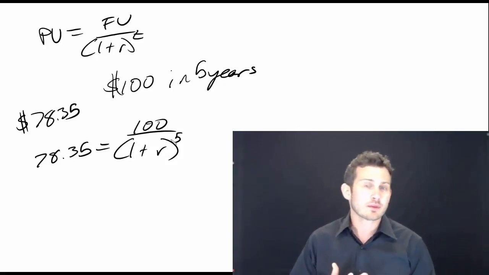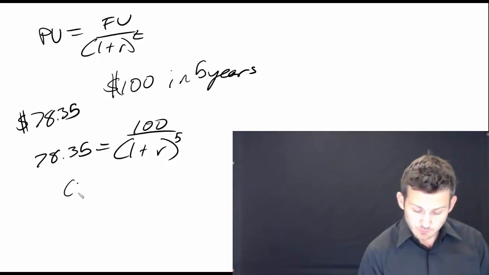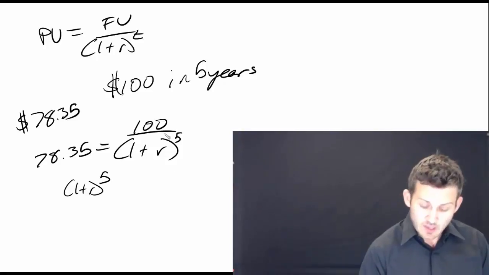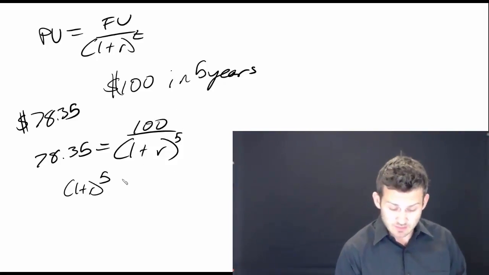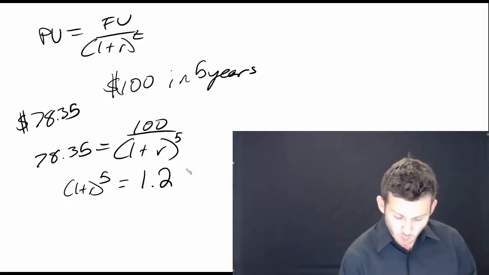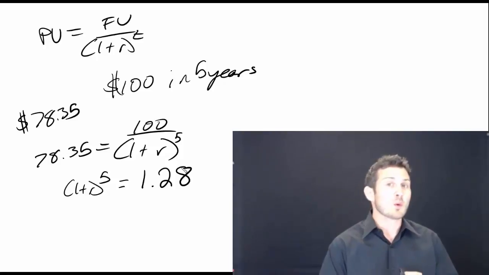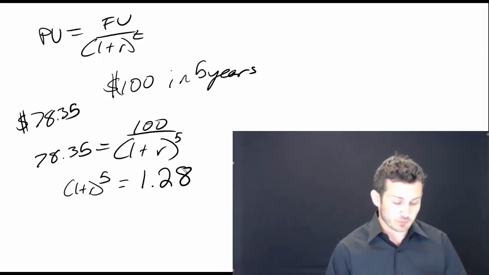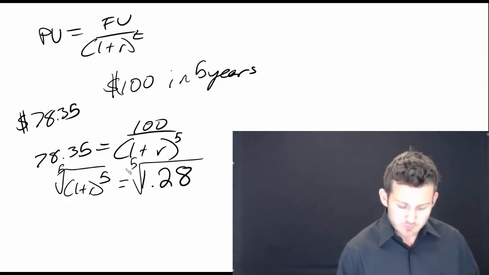One of which is we can do this algebraically. Basically, we can rearrange this. So we're going to have 1 plus R to the 5th. Multiply both sides by 1 plus R to the 5th, and divide both sides by 78.35, which gives us 1.28. And then what we're going to do is take the 5th root.